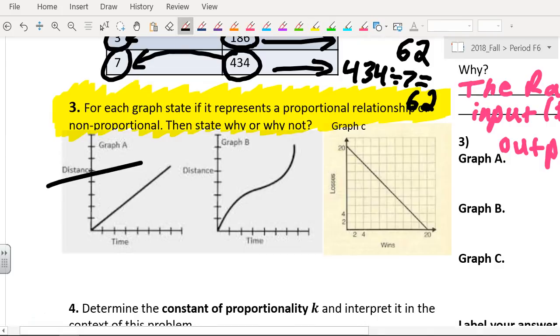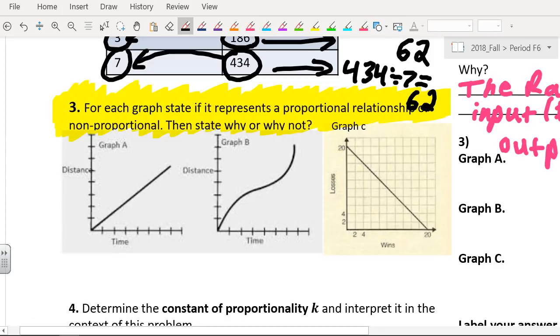Anyway, so there were two things we had to worry about. We had to worry about if it's a straight line. And does anyone remember the second thing? If it starts at 0, 0. So we have to have both of those things going on. Okay, so does number 3 work for those two things?